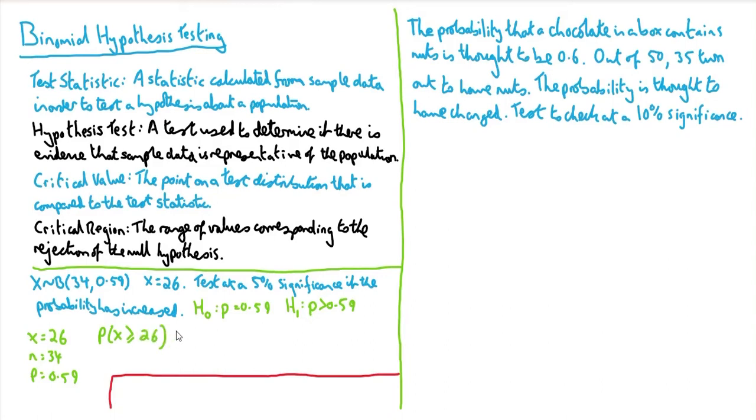Now, if we recall again from last time, in your calculator, when you do the binomial CD, your calculator will only work with less than or equal to. So we're already going to have to rewrite this slightly. We'll have to say that that's the same as 1 minus the probability that x is less than or equal to 25. So in your calculator, if you do your n is 34, p is 0.59, and now do x as 25, you'll end up with this being 1 minus 0.9898, which will come to 0.0102.